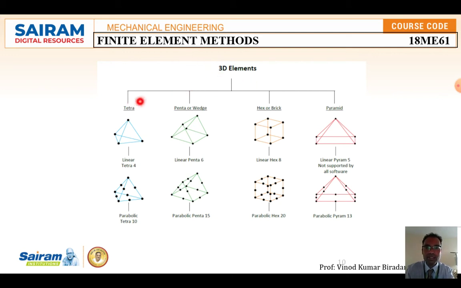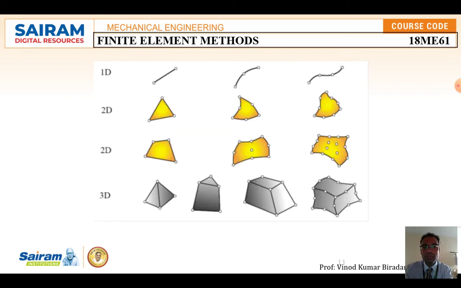Next, again the same 3D elements. 3D elements are classified into different categories: tetrahedral, penta, hexa, and pyramid. All of these come under 3D elements. Just assume that a 3D element is a solid element, whatever the number of nodes may be. If you look at solid elements, they belong to the 3D element. Look at this diagram also.